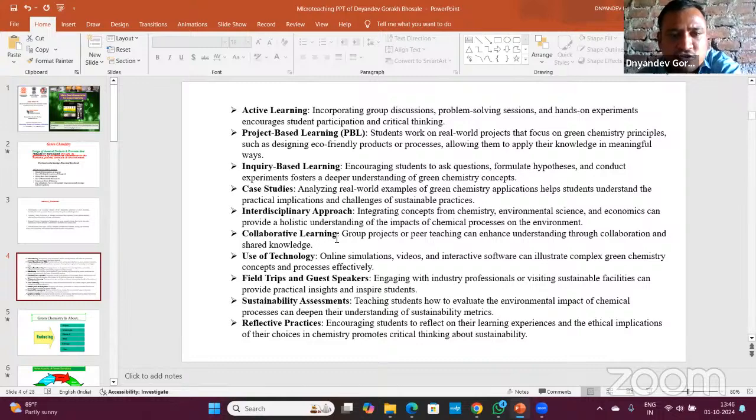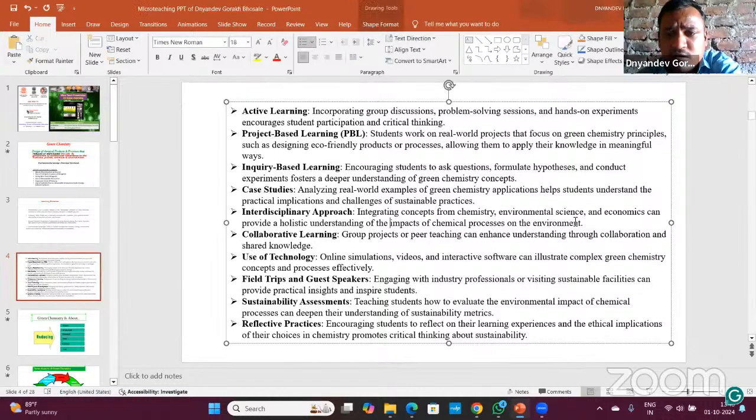These are some pedagogies which I like to use during my teaching, in order to get the attention of students during active learning. I would like to incorporate some group discussions, problem solving sessions, and some experimental encouragement for the students, followed by project based learning, inquiry based learning, some case studies, interdisciplinary approach, how green chemistry connects different scientific communities, collaborative learning, use of technology, then a field trip, sustainable assessment, and reflective practices. These are some pedagogies I would like to use.